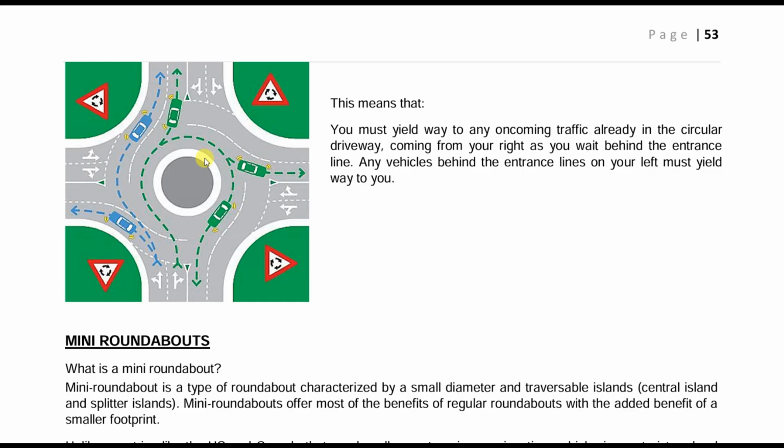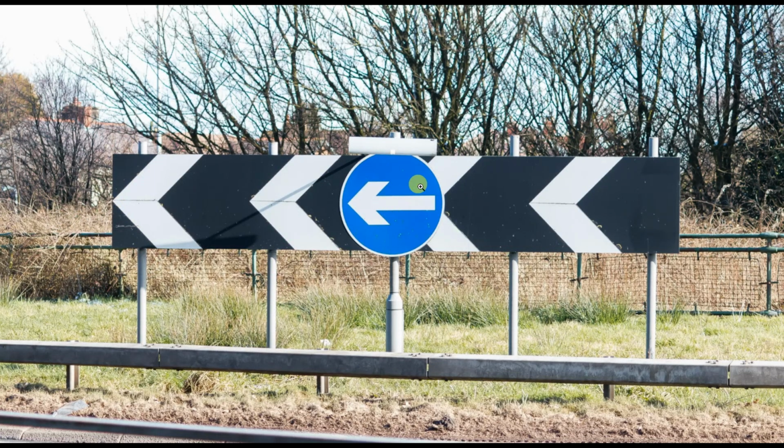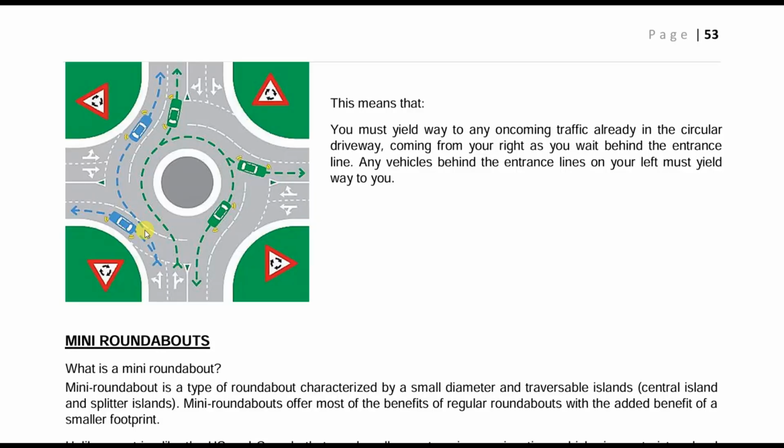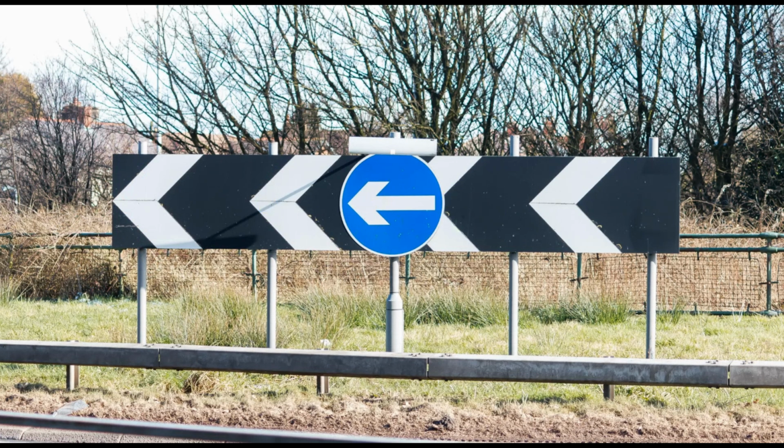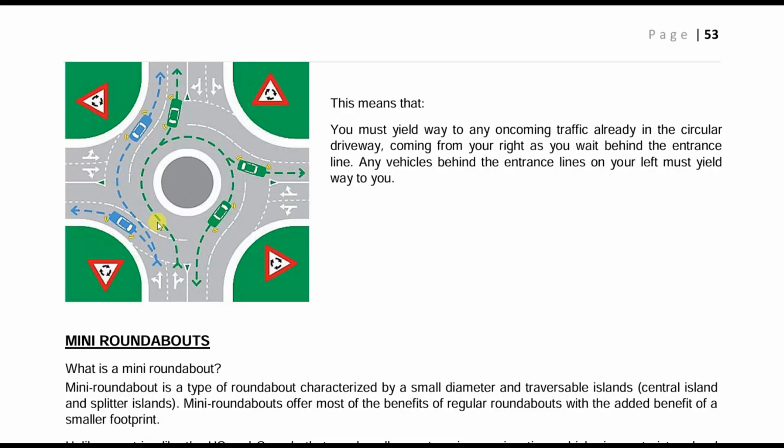Now, to answer the question, how do you turn left from the entrance? This is what you would do. You select the outermost lane and turn left. You're turning left, obeying this road sign over here. Now, if you are proceeding straight ahead at the roundabout, this is what you would do. You are turning left at the roundabout. You're keeping left, not turning right.